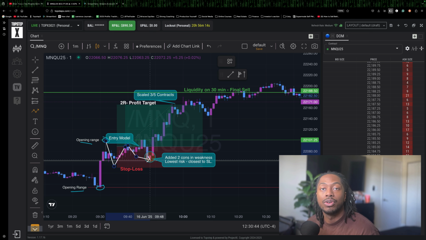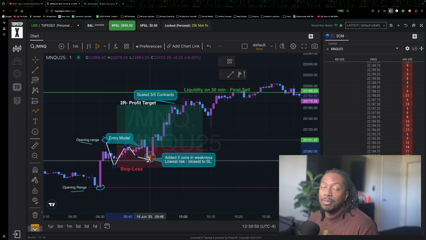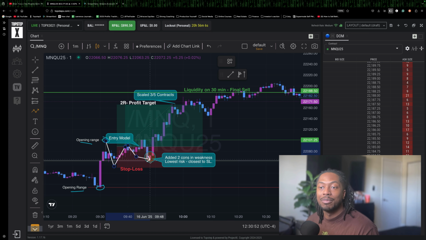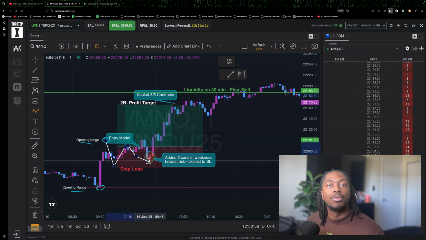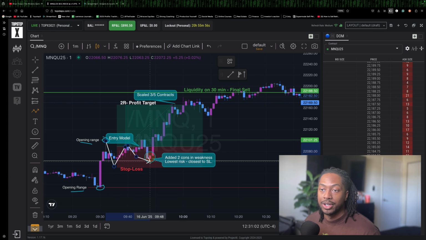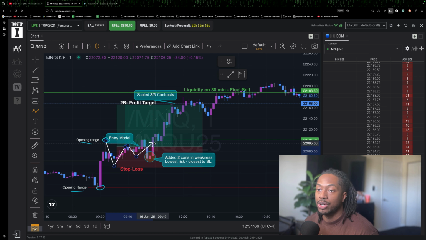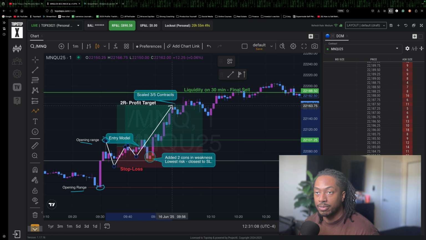here that bounced off of London highs. So I went ahead and added 2 more contracts because, I mean, if I'm going to add, this is the time to do it where I'm closest to my stop loss. And even if I do get stopped out, then the risk will not be that much more than the initial risk that I had, right, when I entered. So I went ahead and added 2 more, right? And then we took off almost immediately straight to my 2R.